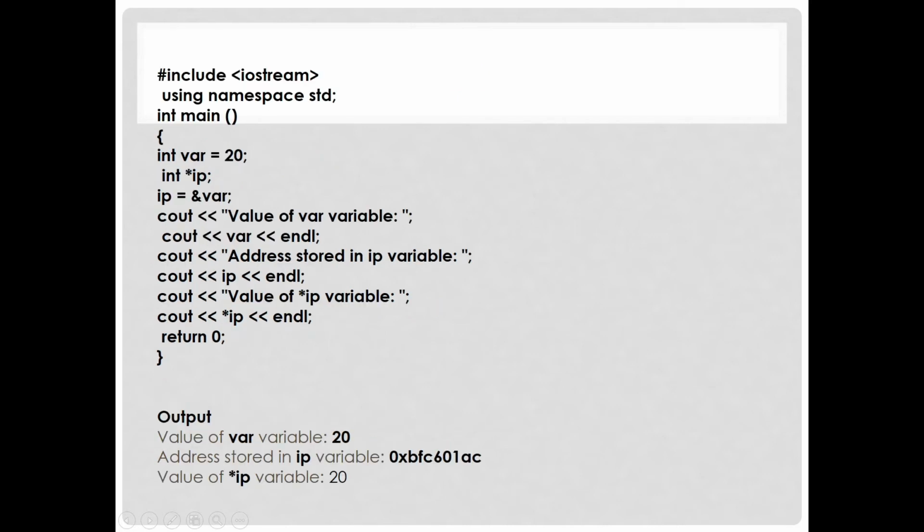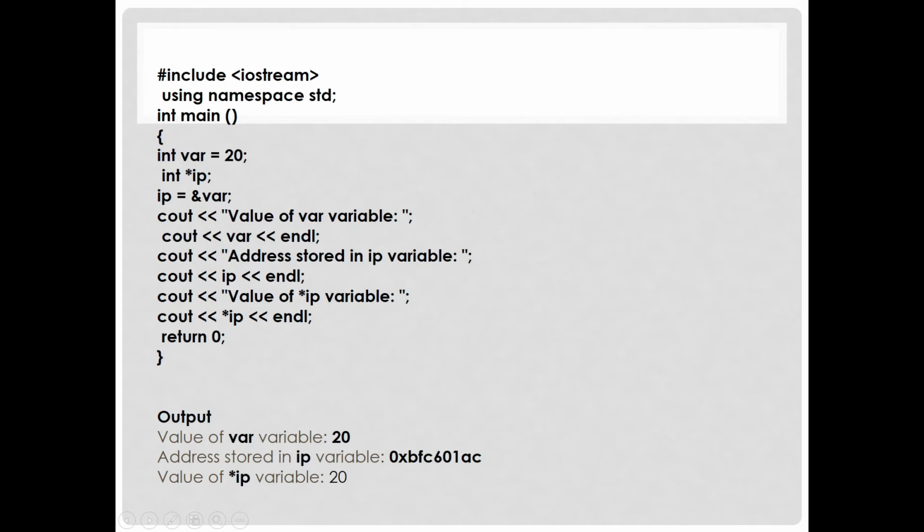Okay, so now yet another example. Here you can see some specific differences. You can see int var equal to 20, int star IP. Now what do I do? IP is pointing to an integer. IP equal to address of var, which means now the address of this particular variable is stored in IP. Now when I say cout var, 20 will be displayed.